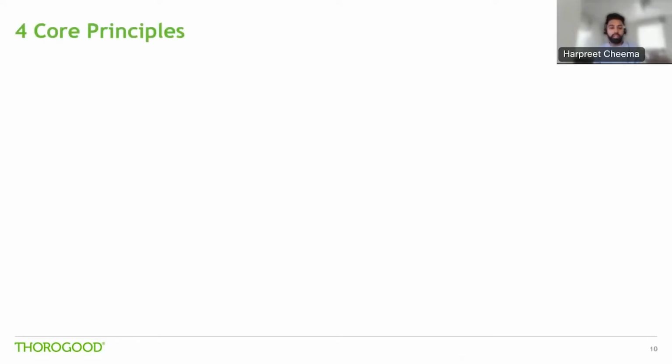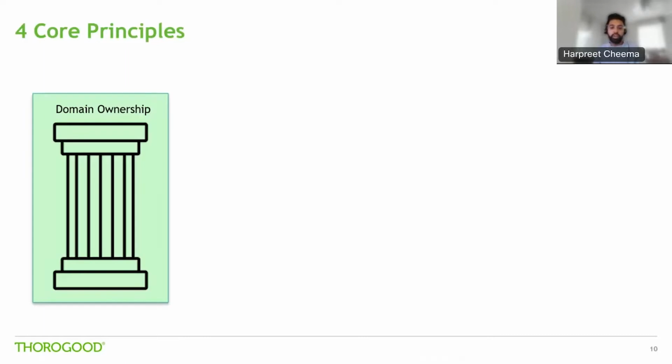Data mesh consists of four core principles, and we'll take a look at these principles now. The first is domain ownership. This mandates that the domain teams take responsibility for their data. According to this principle, analytical data should be composed around domains, similar to the team boundaries aligning the system's bounded context. So what this means is data is split up into domains, for example, the finance domain or the marketing domain, and those teams themselves own the data.